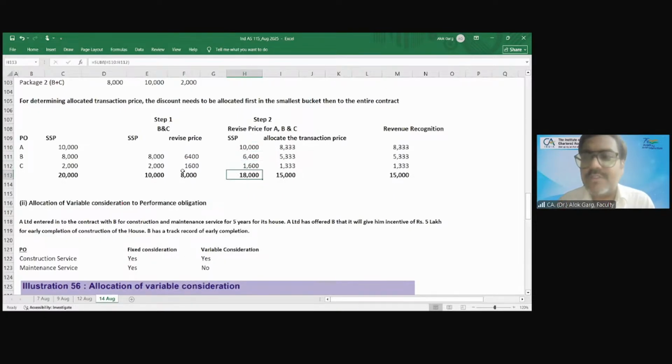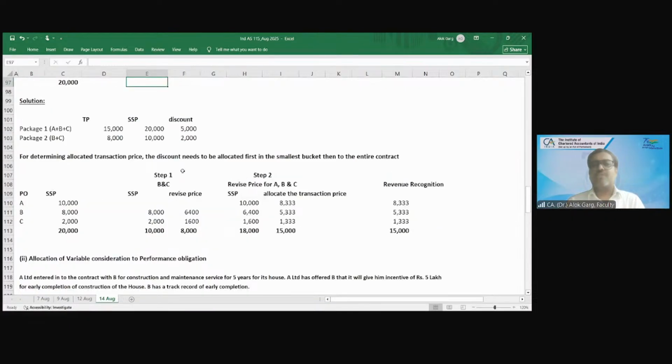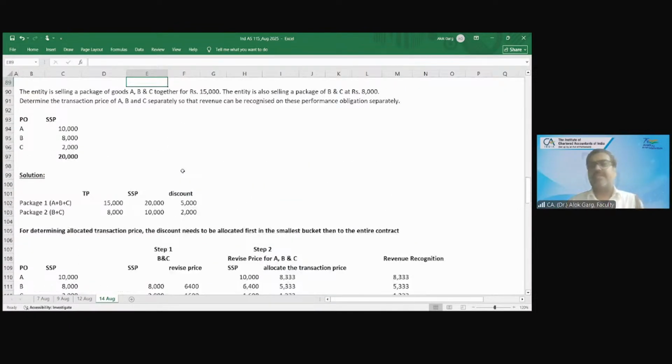So because, first what we have done is we allocated our discount to the smallest bucket. First of all, let me explain this transaction again to you. This company is selling a package A, B, and C put together, and this company is selling this big package A, B, and C and a small package B and C. Three values have been given to you. Number one, the total standalone selling price of 20,000.